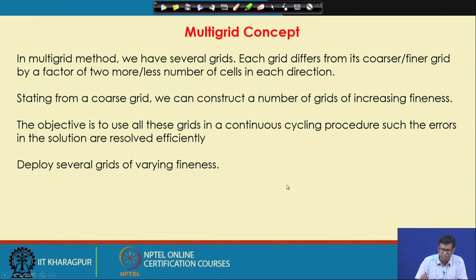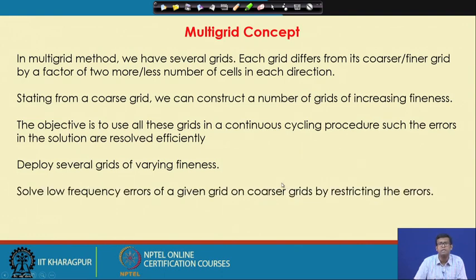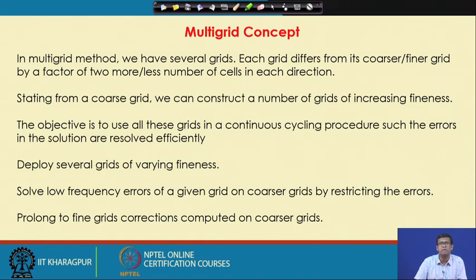So, deploy several grids of varying fineness, and solve low frequency errors of a given grid on a coarser grid by restricting the error. Low frequency error in a given grid is a long wavelength error on that grid, but solve that in a coarser grid by restricting the error to the coarser grid. So, it becomes a high frequency, high wave number error in the coarser grid and can be solved fast. Prolong the solution to the finer grid. From the coarser grid solution, prolong it, interpolate it to the finer grid, so that you can get an accurate result on the finer grid.